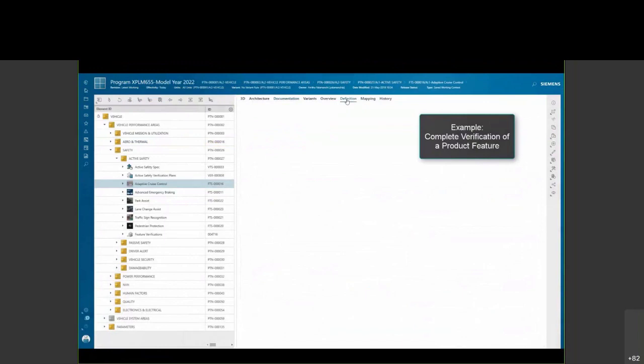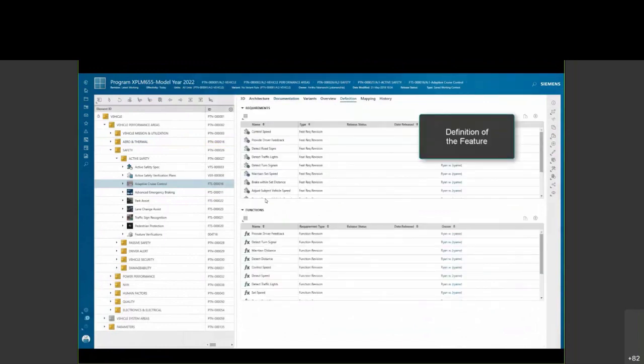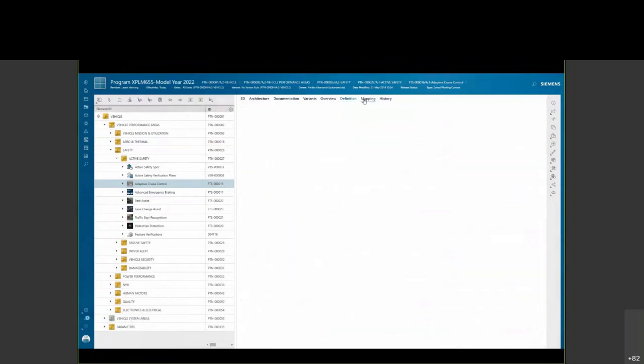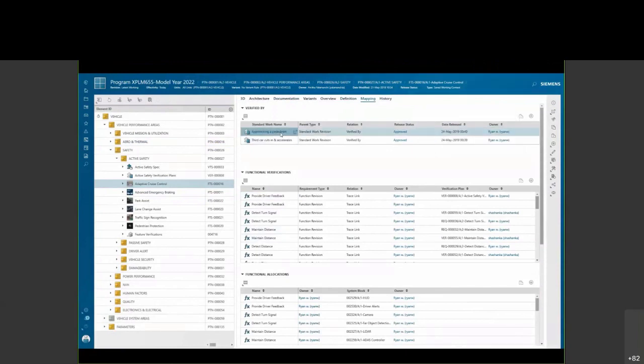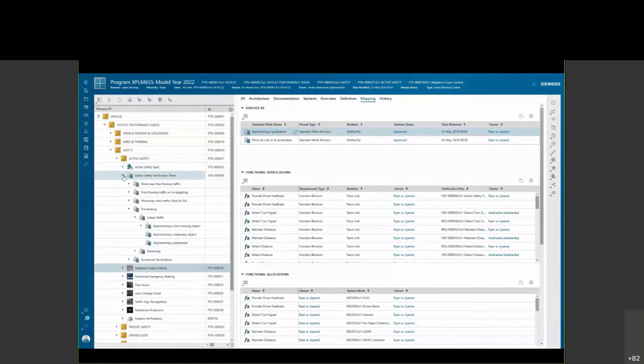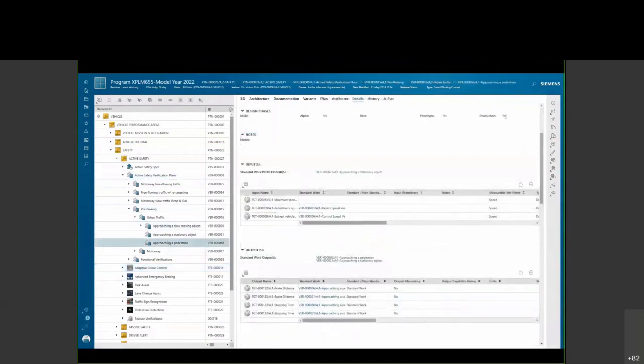Now, if I look at this specific feature, adaptive cruise control, again, traceability, information model, what I can see is everything related to the feature. I can see what is verifying it, verification request at the top, but also all the functions, requirements, etc., related to this verification that I need to use to perform the verification.